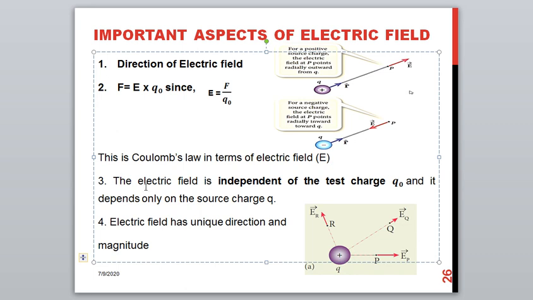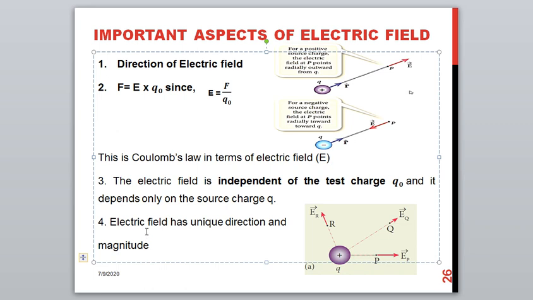in the previous video I mentioned that the electric field value depends upon only one of the charges, and it does not depend upon the other charge we take as the test charge. That is, the electric field is independent of the test charge, and it depends only on the main charge we consider, which is called the source charge.